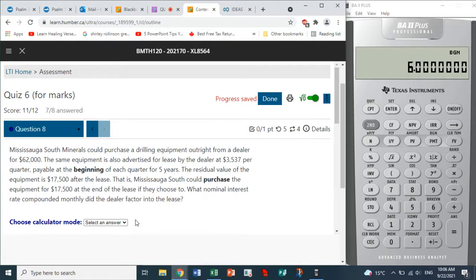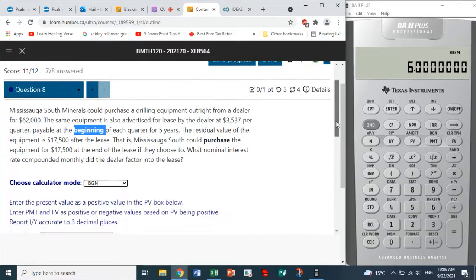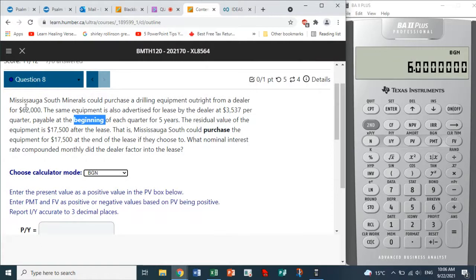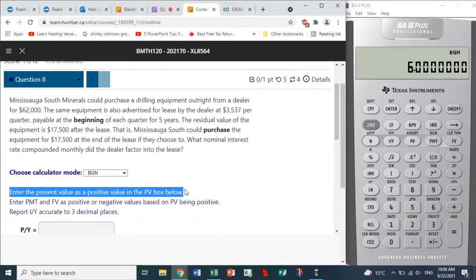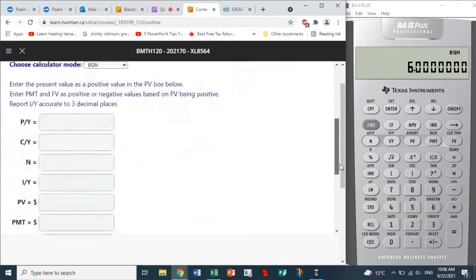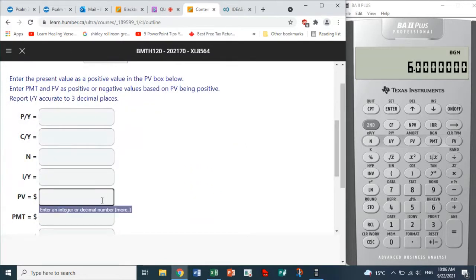All right, good. So let's start off at the beginning. So we go to begin, and there we are. Okay, so that's the selection we make there. And the $62,000 now. Okay, let's read about this. The present value must be positive in this case. So present value is 62,000. So let's put that in as 62,000.